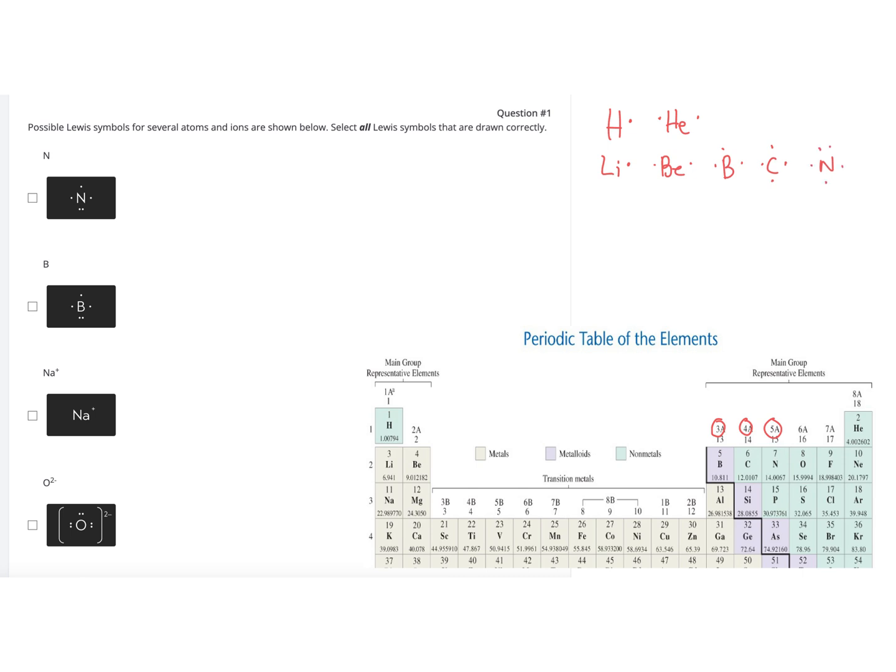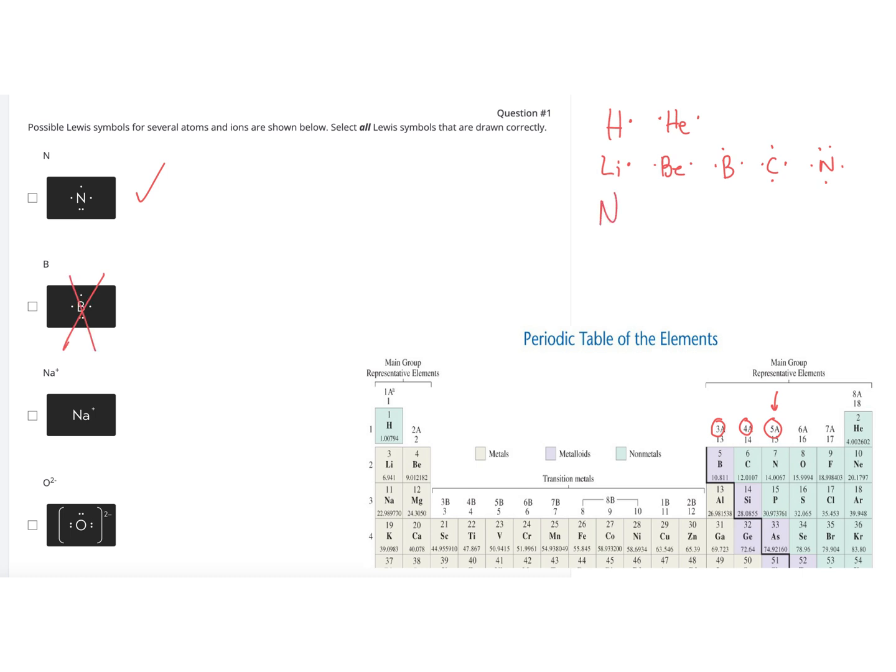So if we take a look at the Lewis structures given, select all Lewis structures that are drawn correctly. Here's the Lewis structure of nitrogen. Nitrogen should have 5 valence electrons, and in the Lewis structure drawn there, we have 5 valence electrons. So that would be correct. If we look at the next Lewis structure, the Lewis structure of boron, boron should only have 3 valence electrons. This has 5, so that's not correct.